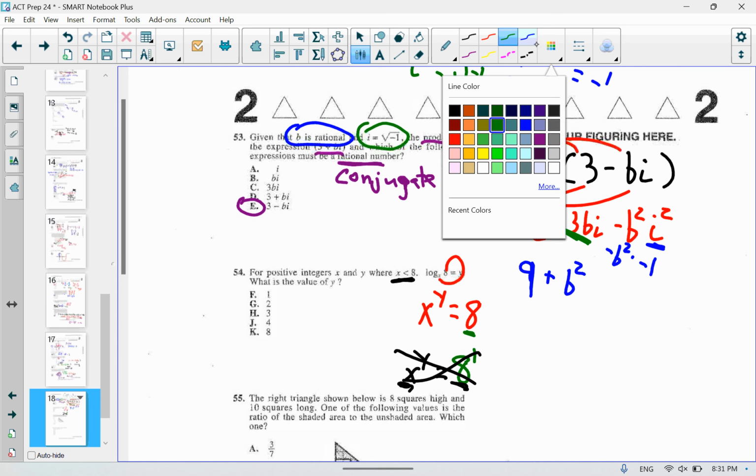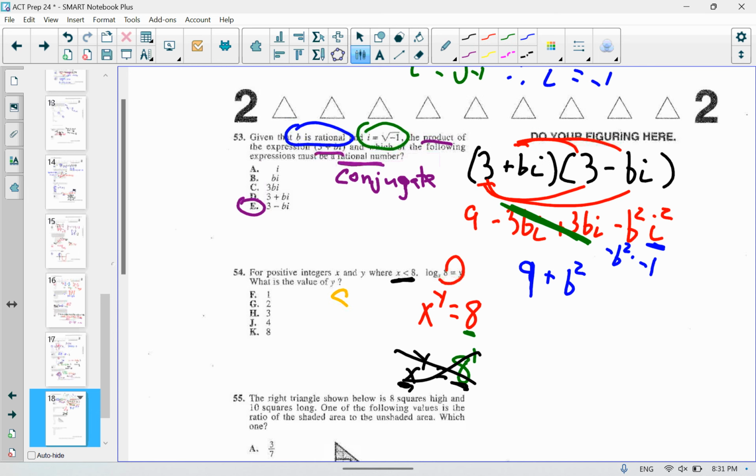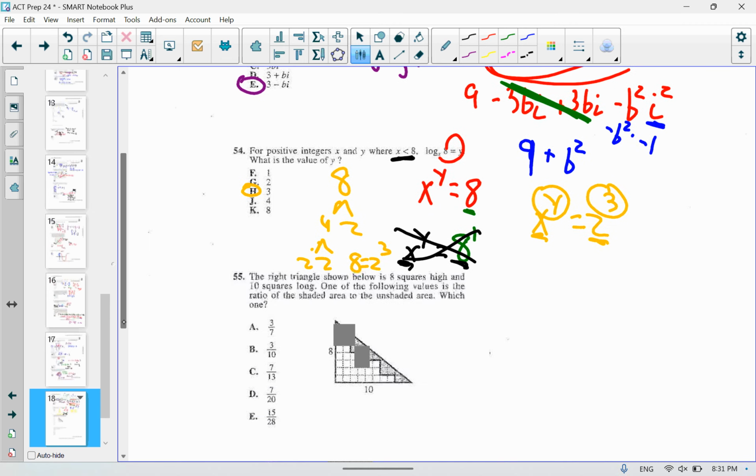But if I were to break down 8, 8 can be broken down as 4 times 2 and 2 times 2. Functionally, 8 is the same thing as 2 cubed, 2 times 2 times 2, which means if I have x to the power of y equals 8, or 2 to the power of 3, I know that x can be 2, which is allowed. The question is, what's the y going to be? In this case, 3, so I'd say letter H.